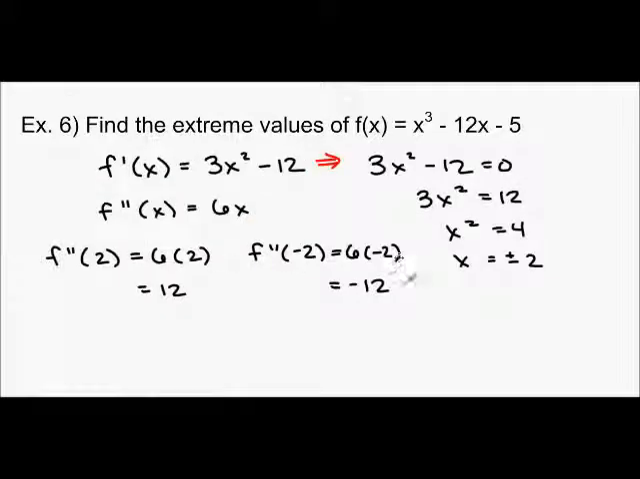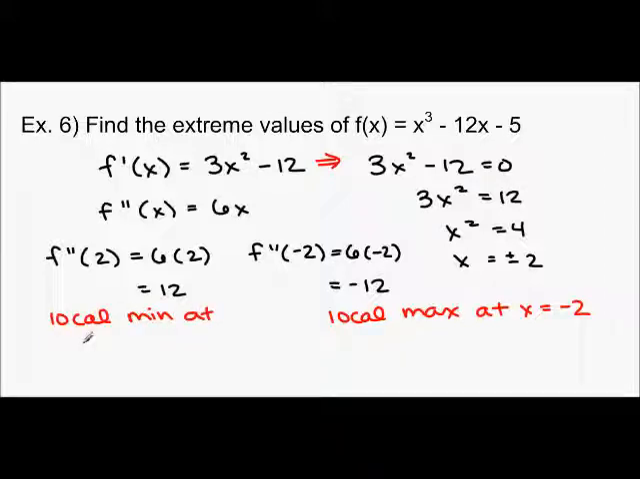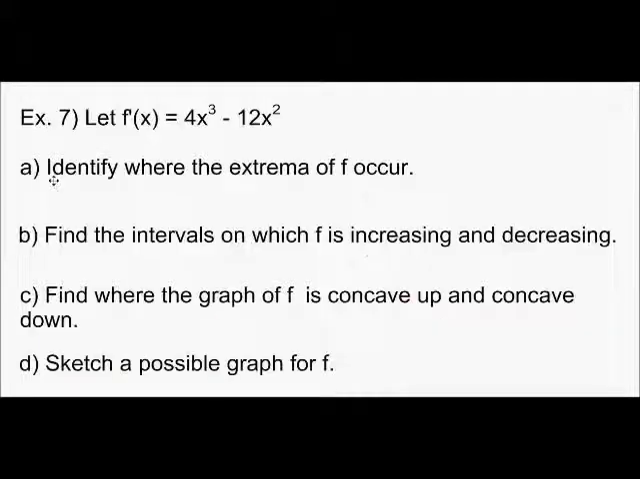So right here, negative, this means I have a local max at x equals negative 2. Since this is positive, I have a local min at x equals 2. And I'm going to stop right there with this problem. So that's all I really was looking for.